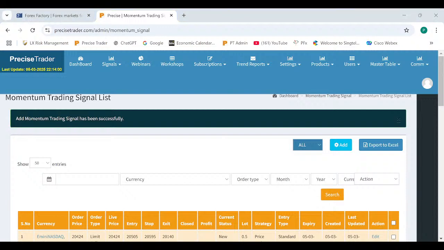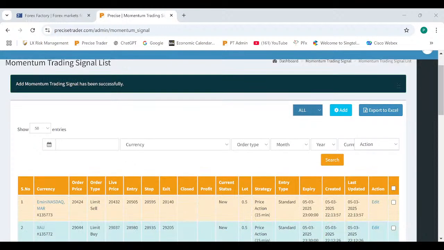So here we are going to go for another trade. I'm going to give two trades. If you call yourself a conservative trader, then try to put in the second trade. If you're an aggressive trader, then you can go for this 20505.